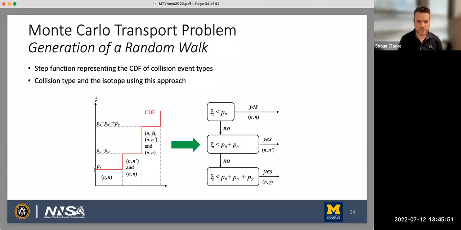Okay, so if lowercase p sub n is the probability of elastic scatter reaction, p sub n prime is the probability of inelastic scatter, p gamma is radiative capture. If we keep building this step function, eventually we'll have all the outcomes there, and we can map our individual random numbers that our generator provides to the various reaction types from the cross-section data. Okay, this is the same sampling we used to get the 6 dice outcomes.